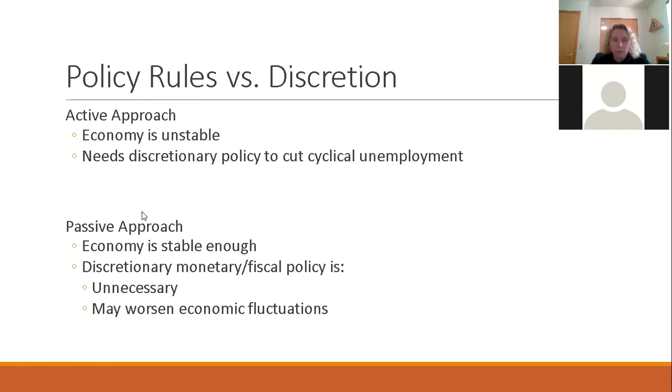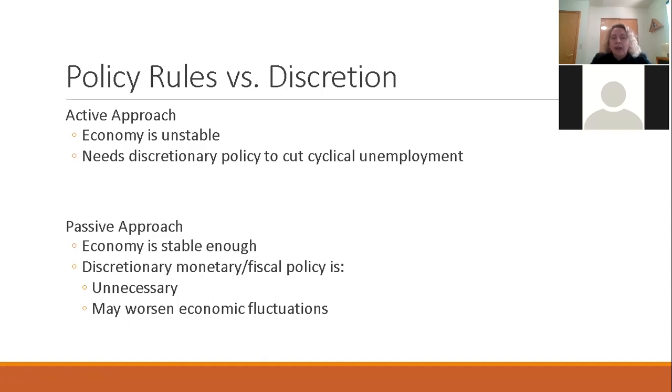It's just a summary about the two different approaches, the passive versus active approach. It's just a bit of a reminder about what the first half of the chapter was, because we split it into two chapters. So the active approach says the economy is unstable and we need that discretionary policy, whether it's monetary or fiscal, or a combination of the two, right? Which is probably the more likely, would be a combination. And then we have the passive approach that says the economy is stable enough. We have those automatic stabilizers in there. Fiscal and monetary policy are completely unnecessary, and maybe even sometimes do more damage than good.